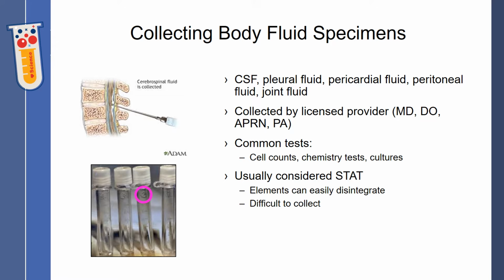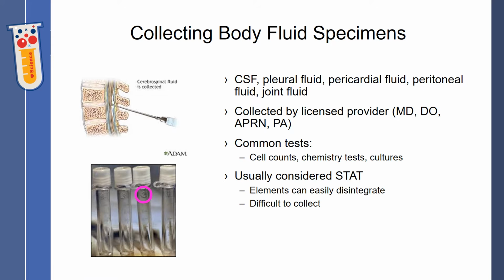Common tests that are ordered on body fluids include cell counts, chemistries, and cultures. Usually these specimens are considered stat, because the elements can easily degrade over time, so you want to make sure that you test them very quickly. The top image here is an illustration of how CSF is collected, and I just want you to see that in case you've never seen it. I want you to know how precious these specimens are. Think about if you had that needle stuck in your spine, you wouldn't want to have to do that again, so always make sure you're careful with these specimens.